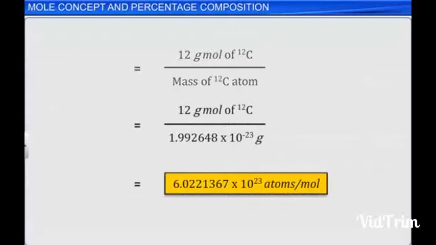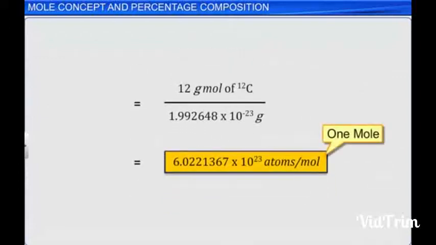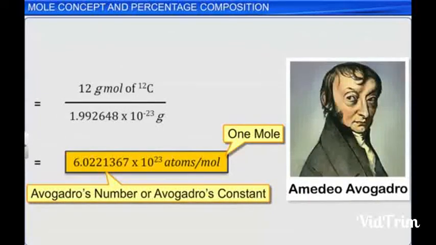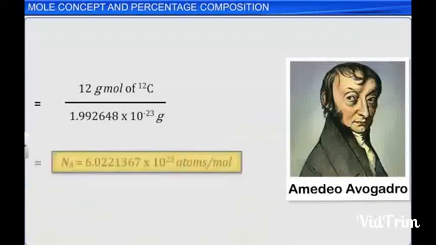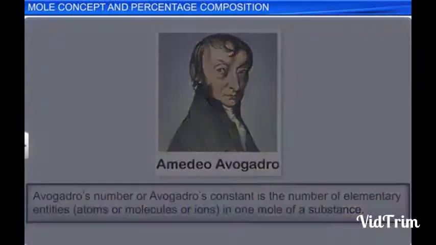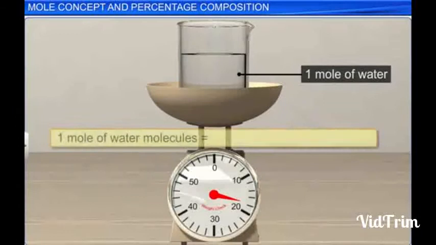This is the value of 1 mole and is known as Avogadro's number or Avogadro's constant, in the honor of Amedeo Avogadro, and is usually represented as Na. Avogadro's number or Avogadro's constant is defined as the number of elementary entities, atoms or molecules or ions in 1 mole of a substance. Thus, we can say that 1 mole of water molecules contains 6.022 multiplied by 10 raised to 23 water molecules.